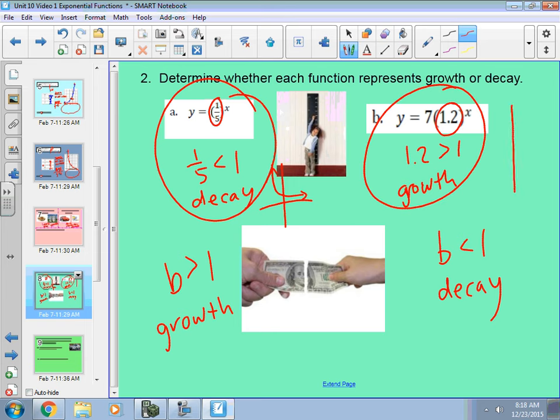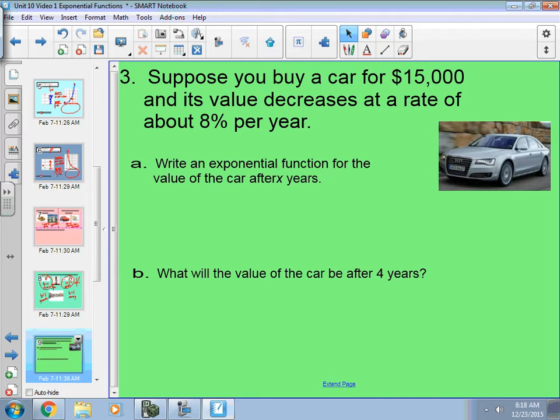You're going to get a graph on this one that over time it's going to increase in value. All right, looking at some word problems then and some problems where you're going to have to use this stuff.